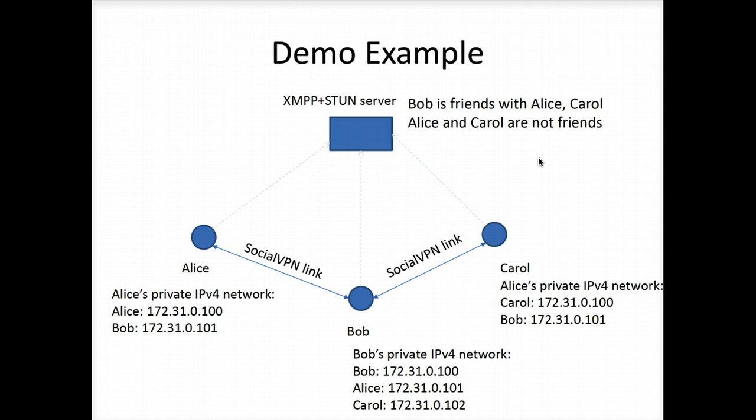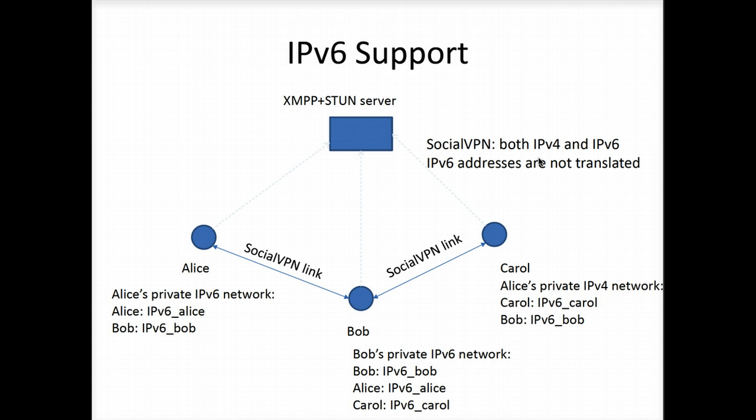So what happened in the demo is that Alice, Bob, and Carol logged into the server and created SocialVPN links according to their social network friendships. And the virtual network maps private IPv4 addresses in the scope of each local user. For IPv4, we do address translation in order to map a large number of users from the social network into the SocialVPN. SocialVPN also supports IPv6, and IPv6 addresses are not translated, which allows for new applications to be developed without having to worry about address translation.